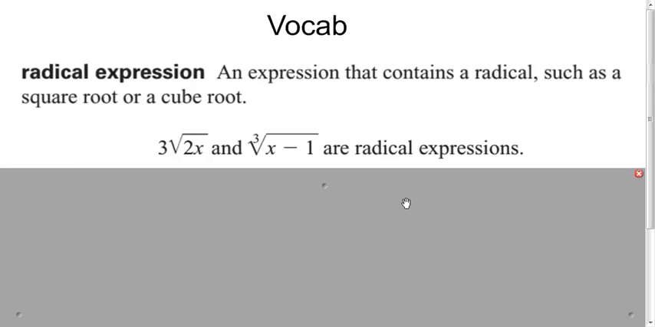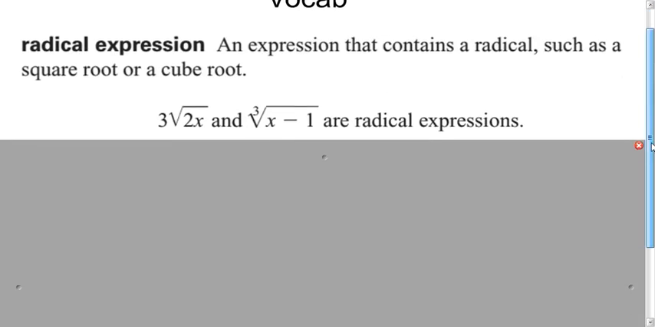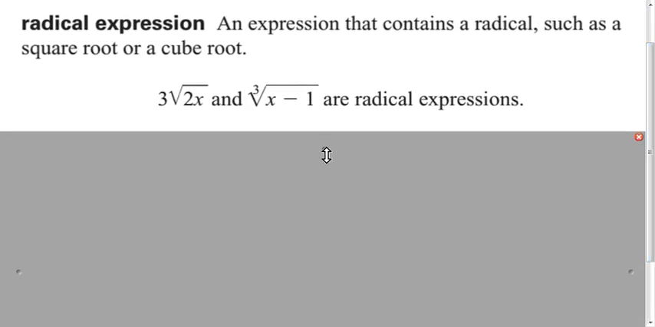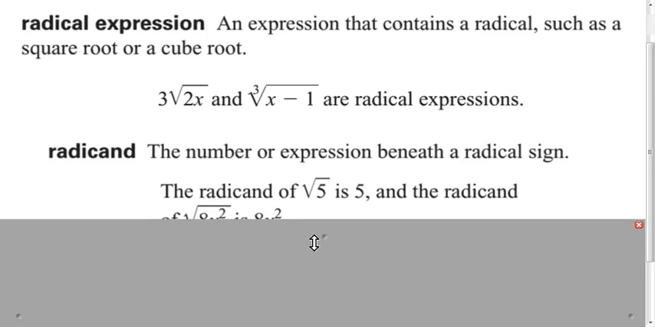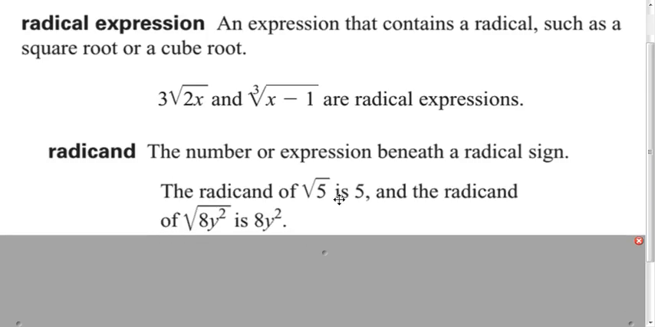So let's talk about some vocabulary here. A radical expression is an expression that has a radical sign in it. Here are two examples. And what do we call the expression that's inside the radical sign? We call that the radicand. Here the radicand is 5. Here the radicand is 8y squared.